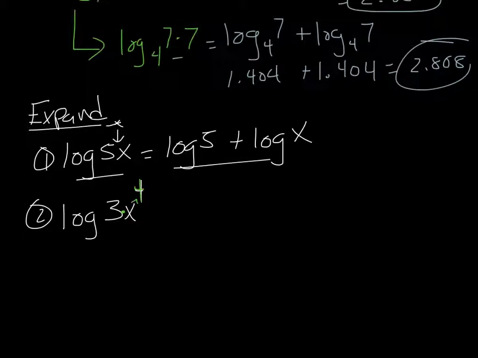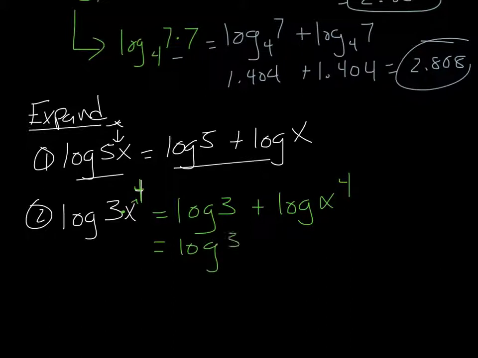And the answer is it goes with the x. It's 3 times x to the 4th. If it went with both, I'd have to have parentheses. So I am going to first deal with the multiply, and I'm going to expand it to the log of 3 plus the log of x to the 4th. Then I will leave the log of 3 alone, but I will further expand this guy to 4 log x. So I'm applying both properties.